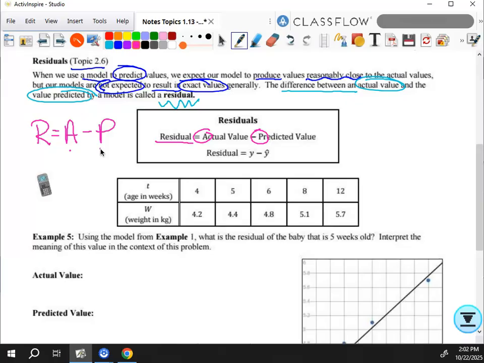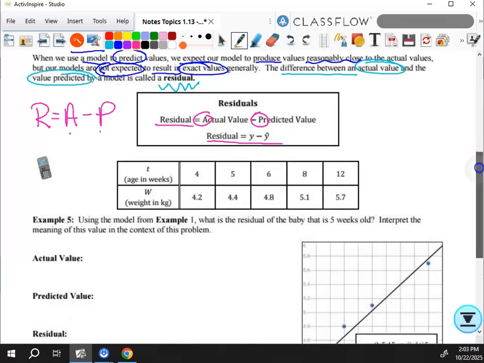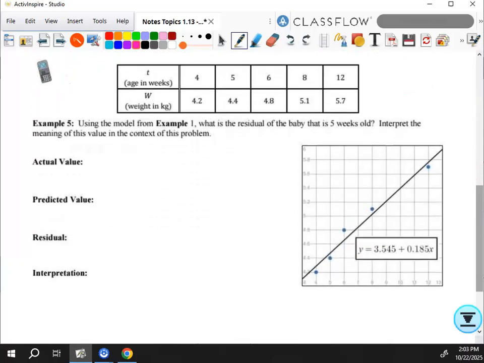All right. So then we have some data here, and that's what this says right here. Here's our data. And it says using the model from example 1. So this is our data that we had from the baby problem yesterday. What is the residual of the baby at 5 weeks old, and interpret the meaning of this value. All right, so my actual value, W of 5. Where am I going to find that? On the chart right here. This is the actual data. So W of 5 is 4.4.